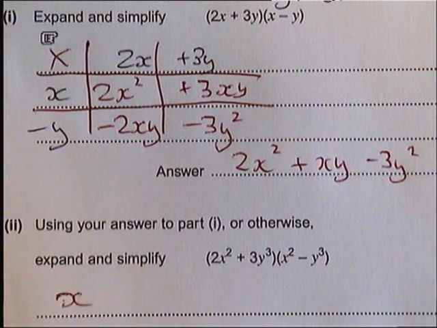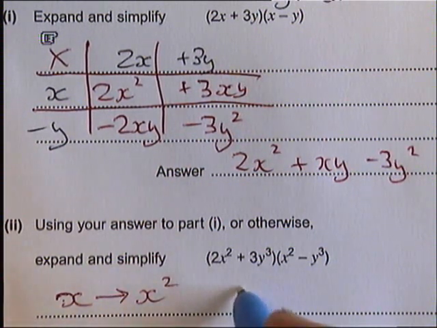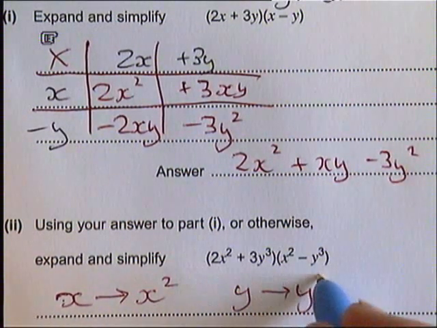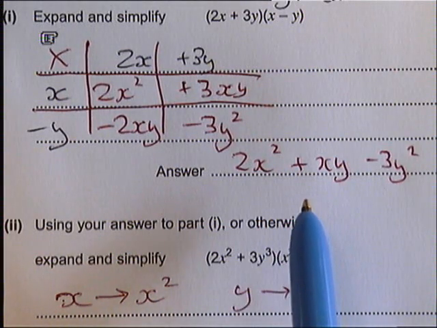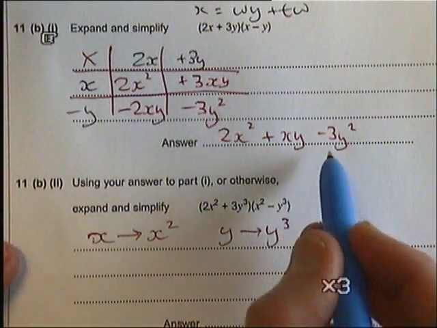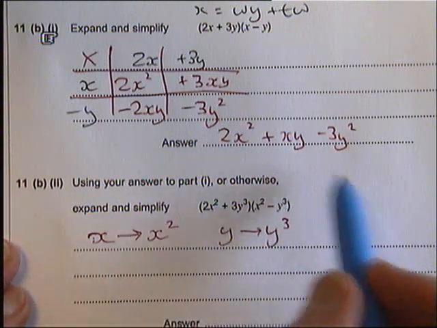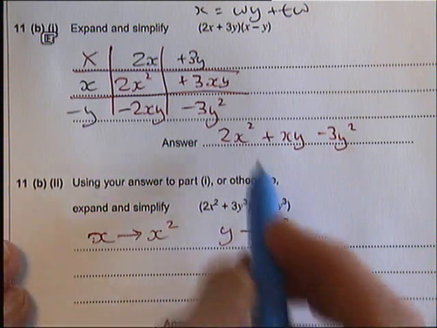So every x from the previous part of the question has been changed into an x squared, and every y from the top part of the question has been changed into a y cubed. Now if you do that same replacement on your answer, you'll get the answer to this question. So I'm going to take this answer here, but every time there's an x in it, I'm going to replace it with an x squared, and every time there's a y in this answer, I'm going to replace it by a y cubed.